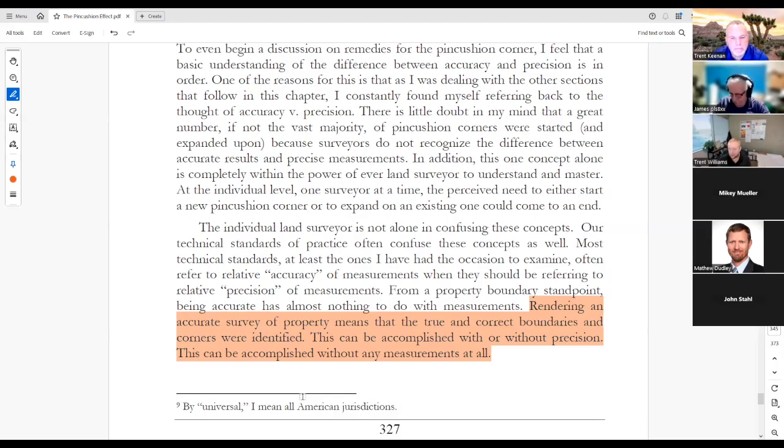I think what you point out here answers that question really well. So I'll throw it out to the group. You guys are doing a survey. You find a corner that's relatively in the location you think it is, about half a foot off your calculated location. What do you do? How do you show that? How do you represent that?